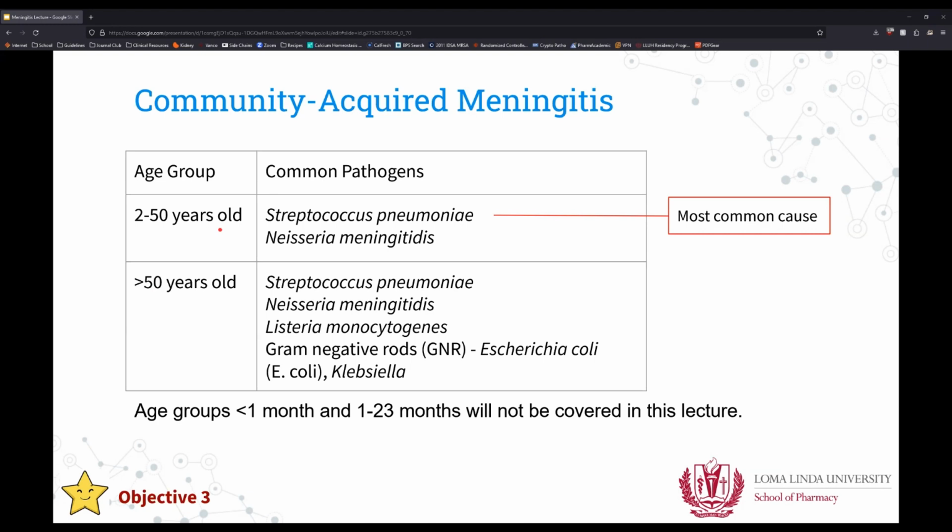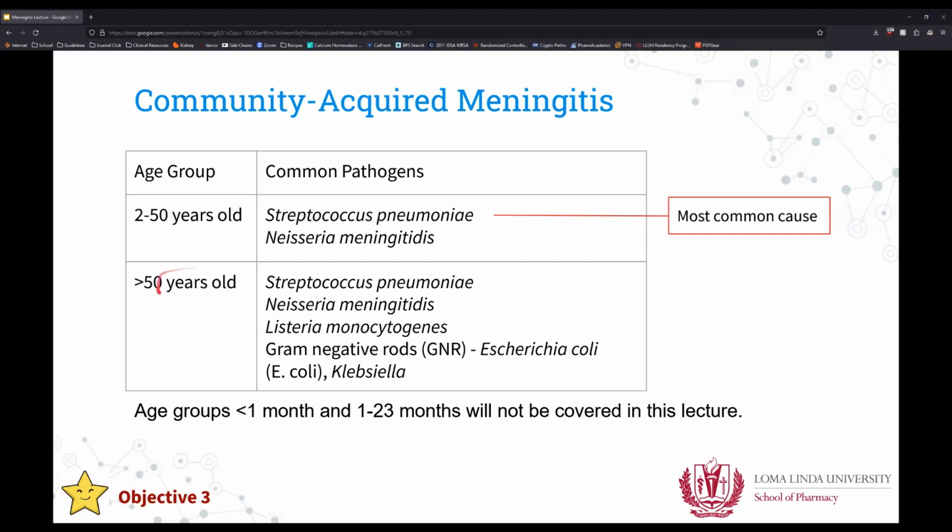So specifically with our 2 to 50 years old patients, there are specific pathogens that we need to keep in mind in order to empirically treat at the start. This is going to include Streptococcus pneumoniae and Neisseria meningitidis. Of note, Streptococcus pneumoniae is going to be the most common cause of community-acquired meningitis. So these organisms need to always be treated empirically, and then we'll talk about further de-escalating and narrowing our therapy as we gain more and more information.